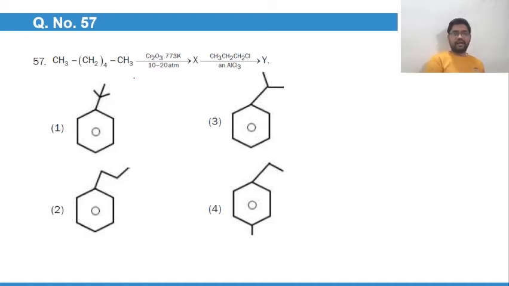57. The alkane, this is nothing but hexane, is heated in the presence of chromium oxide at 10 to 20 atmospheric pressure, which will give you X. That means the alkane C6 will get converted to C6H6, that is benzene. Then it is treated with propyl chloride. It undergoes Friedel-Crafts alkylation, where you will form a carbocation and this carbocation will rearrange. So ultimately it will be isopropyl benzene, something like this. So option number 3 suits best over here.